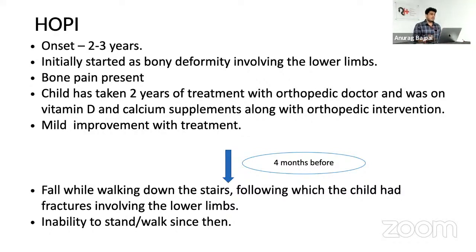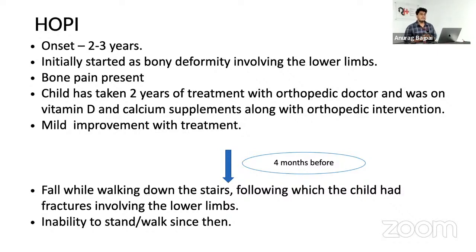Sir, I would probably think of the fact that it could be CKD, because there's refractory rickets. Definitely, it is a case of refractory rickets along with pathological fractures. One possibility, involving mainly the lower limbs, I would think of hypophosphatemic rickets as a possibility, chronic kidney disease, or a renal tubular acidosis.